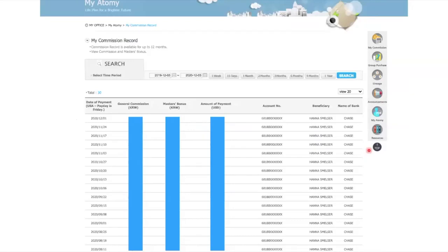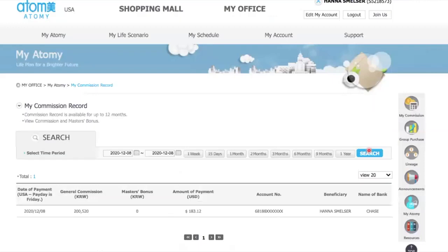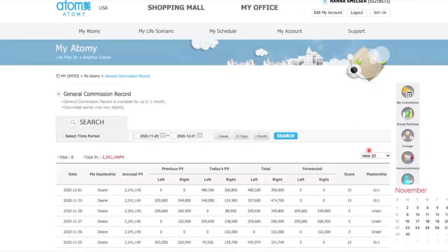And I did call the company to see what I'm legally able to share according to our code of ethics, and I can share all of this information with y'all. Moving forward, December 8th. December 8th, it says that I was calculated to be paid out $183.12. We're going to break that down. This is under the My Commission Record tab, but you want to utilize the General Commission Record tab to calculate.